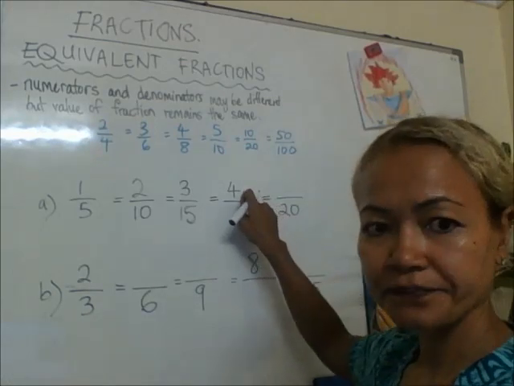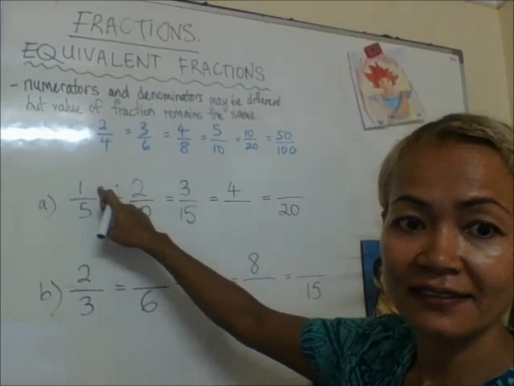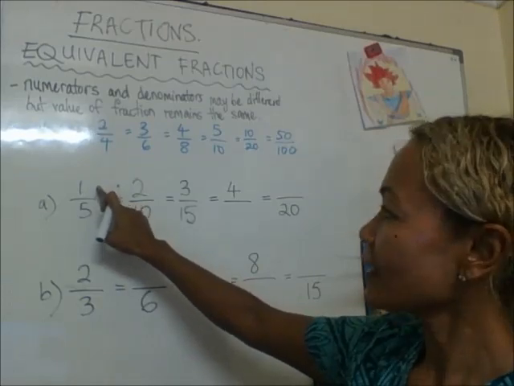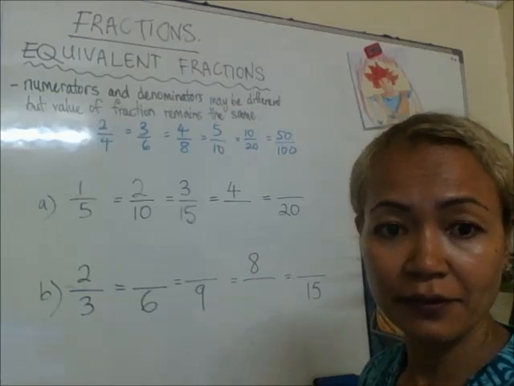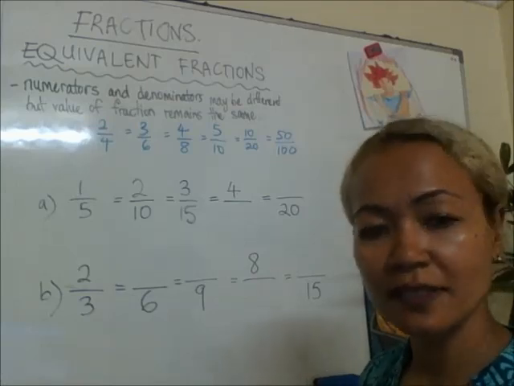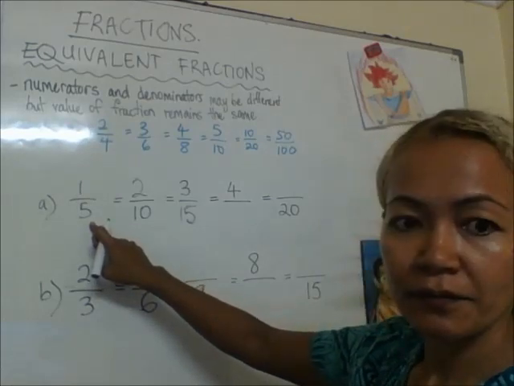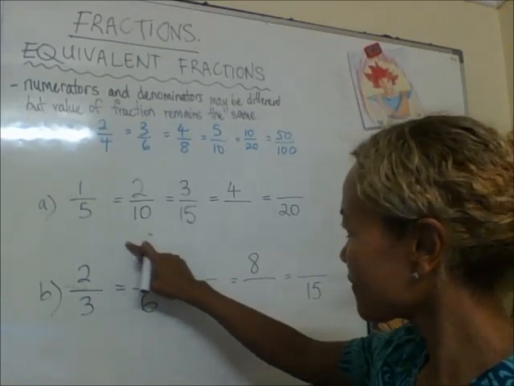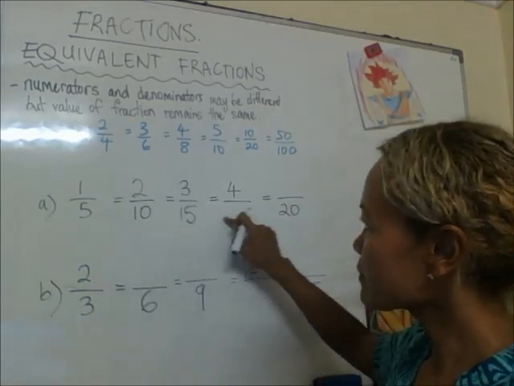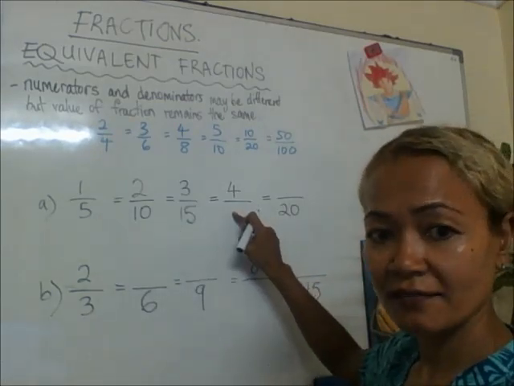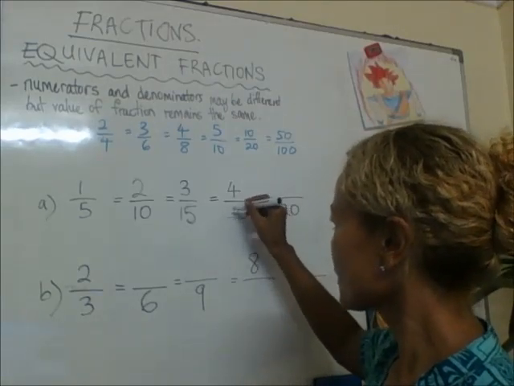Now to get to 4, start again at the front, the first fraction. 1 to get to 4. Multiply by 4, right? 1 times 4 is equal to 4. So you do the same thing on the bottom, times 4. 5 times 4 to get the bottom. 5 times 4 is 20. 5 4s are 20. Get the number on the bottom.